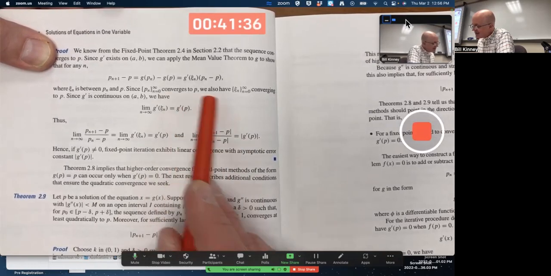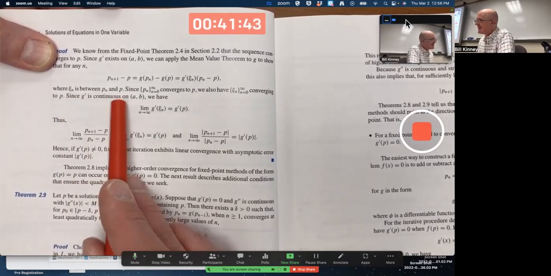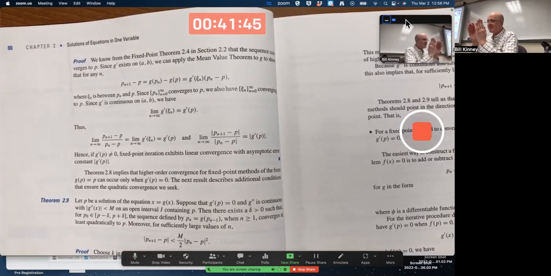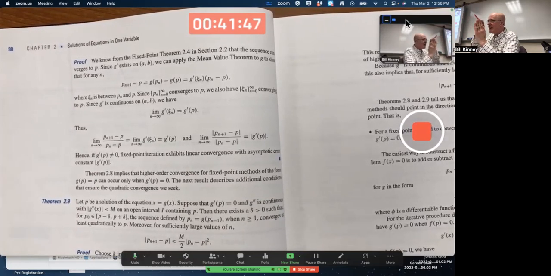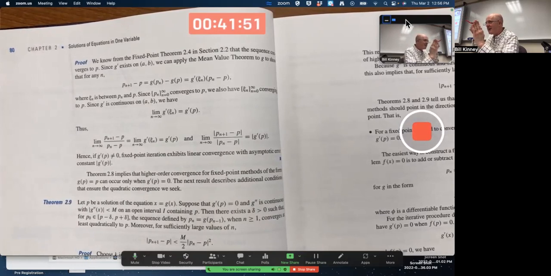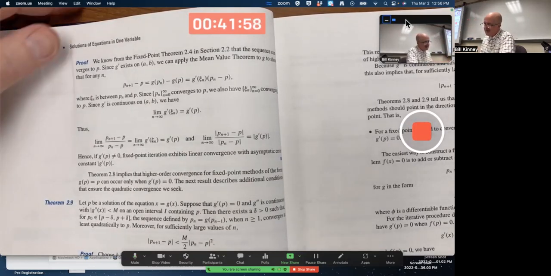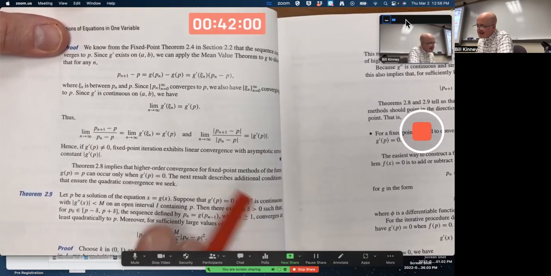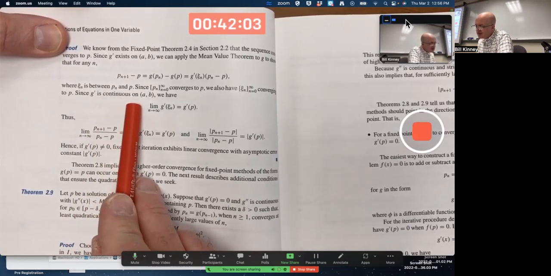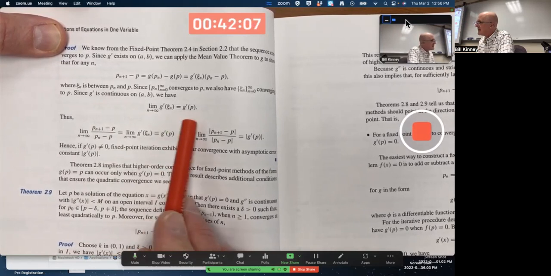Pn converges to P, so Cn also converges to P. Why? Because for each n, Cn is between Pn and P. Here's P, and your Pn's are going toward P, maybe bouncing back and forth. Each Cn is between Pn and P. It's like a squeeze theorem kind of thing. They're going to be forced to go to P as well. Since G prime is continuous on the interval, this limit's true. Okay, this is just something new, perhaps, to think about.